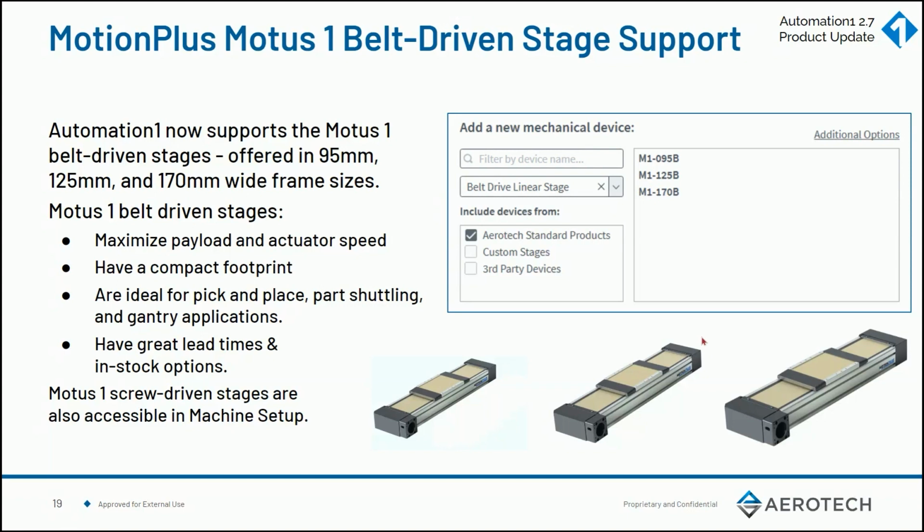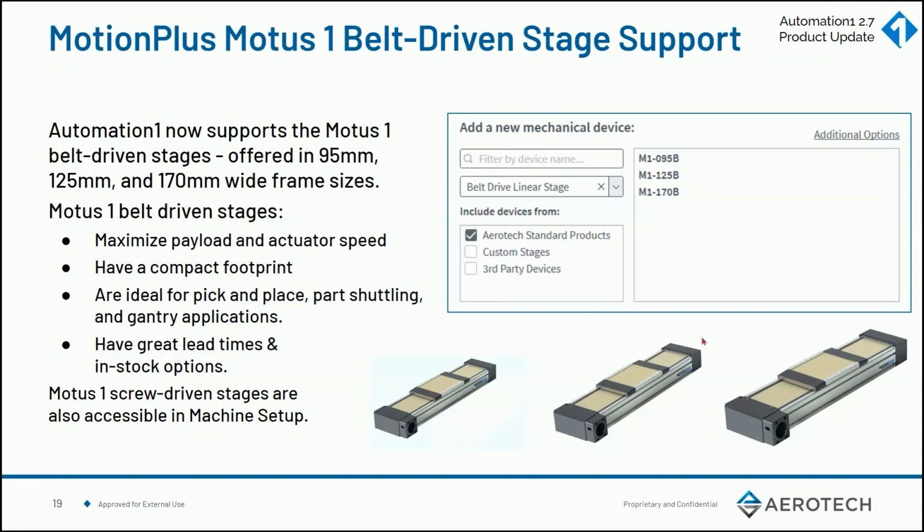Another improvement in Automation1 is that we added Motion Plus Modus 1 belt drive stage support to the machine setup wizard. Okay, so what you're seeing here is a software screenshot of machine setup where you search for belt drive linear stages underneath Aerotech standard products. And what comes up are these 3 products from our friends here at Motion Plus.